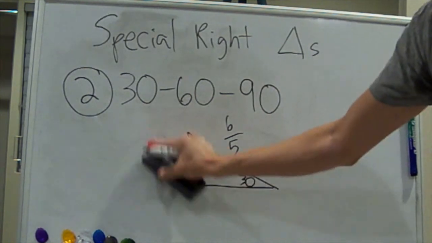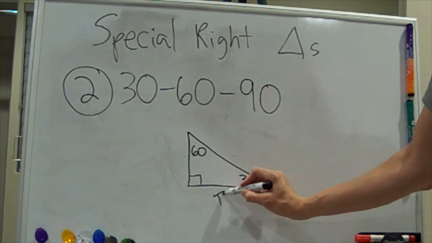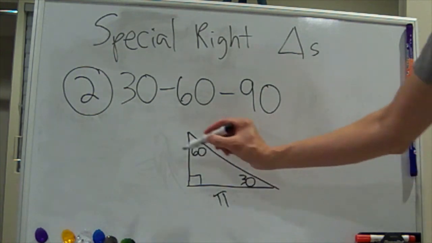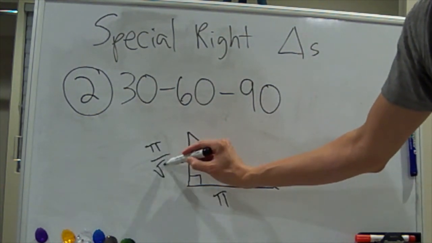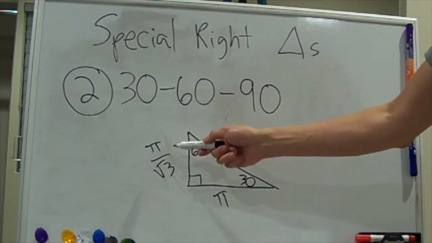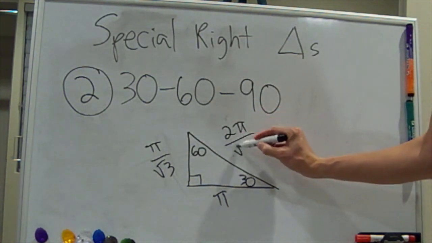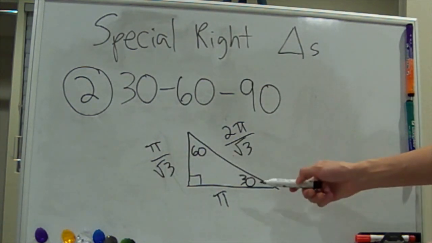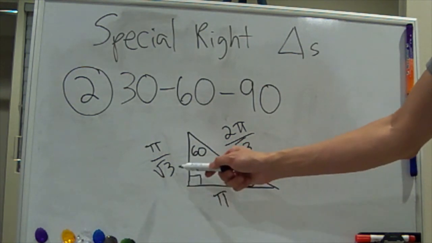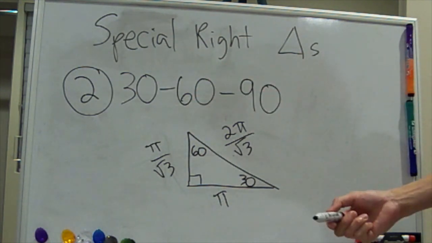So what if I tried making this pi? The long leg is pi. What is the short leg? It's going to be pi over rad 3. If the short leg is pi over rad 3, what's the hypotenuse? I'm going to multiply this by 2. So 2 times pi over rad 3 is going to be 2 pi over rad 3. Because hopefully you've just memorized the rules. When you go around the 90-degree angle, you either multiply by rad 3 or divide by rad 3. And around the 60, you either multiply by 2 or divide by 2. Okay?